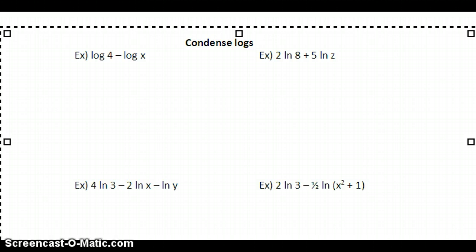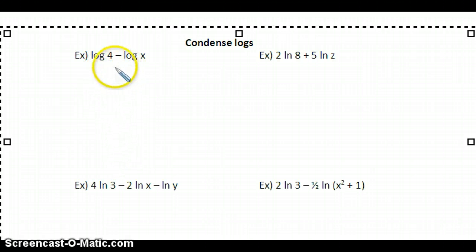This section of the notes is going to deal with condensing logs. So we're going to be looking at problems that have multiple logs in them, for example, 2 logs or 2 natural logs or 3 natural logs. And we're going to work backwards and consolidate it down so our answer is log of something, 1 log.